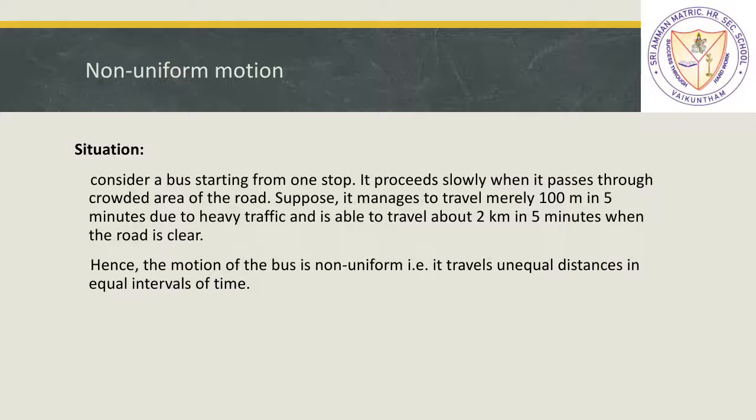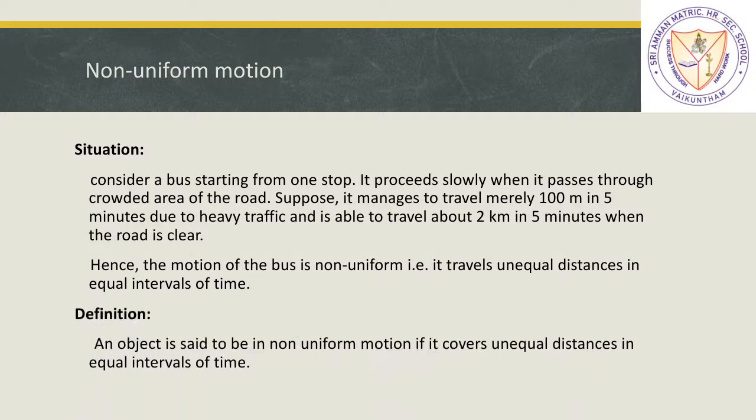The time interval which we considered was 5 minutes and it was constant, but in the 5 minutes the distance traveled by the object, or the bus here, is different. So the definition is, an object is said to be in non-uniform motion if it covers unequal distances in equal intervals of time. So it's just the opposite of uniform motion, right? If it covers equal distances in equal intervals of time, it is called uniform motion. If an object covers unequal distances in equal intervals of time, then it will be called non-uniform motion.